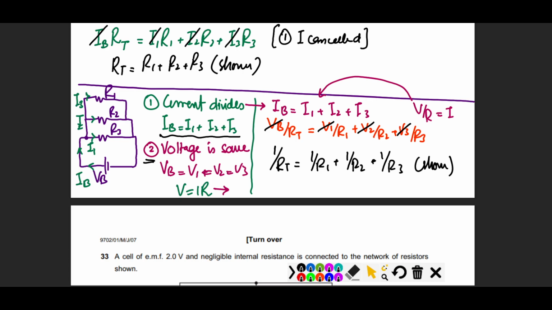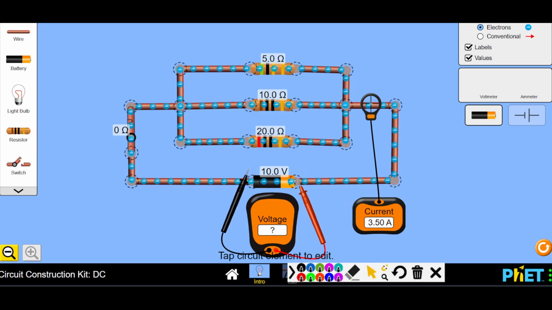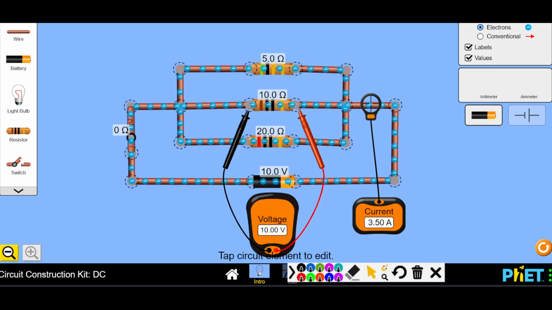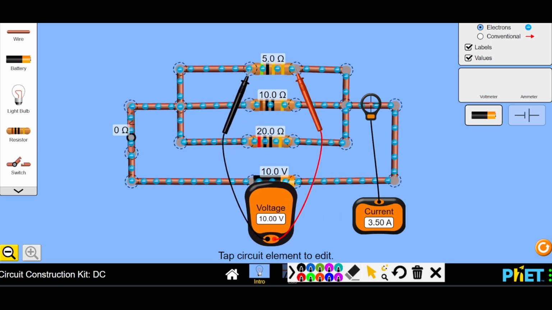And we also considered that the voltage is same. Now let's check if the voltage is same. We check the voltage of the battery, which is 10 volts. Now let's move on to the second resistor, which is 20 ohms. The voltage is 10 volts. Let's move on to the second resistor, 10 ohms. The voltage is still 10 volts. And over here, the voltage is still 10 volts. You can see that very clearly.